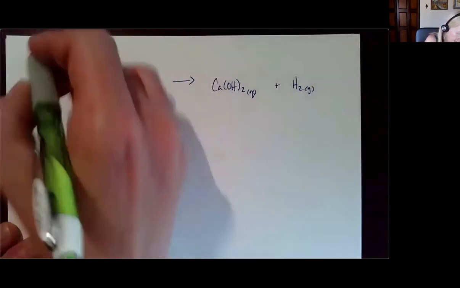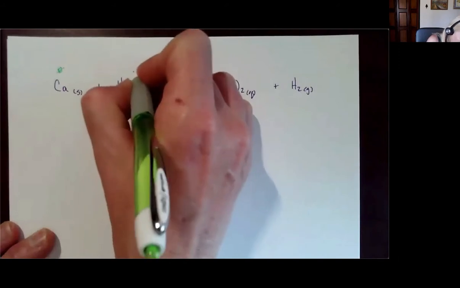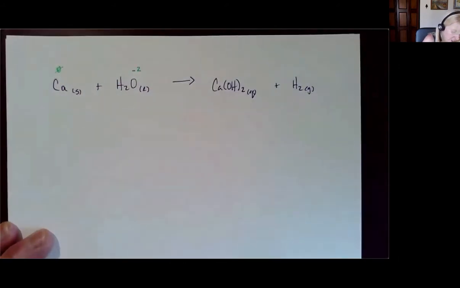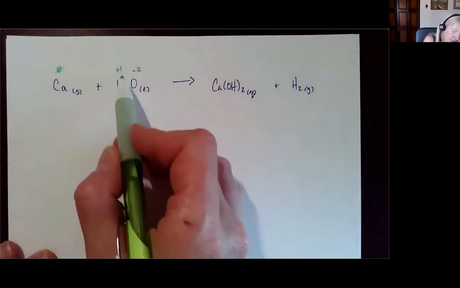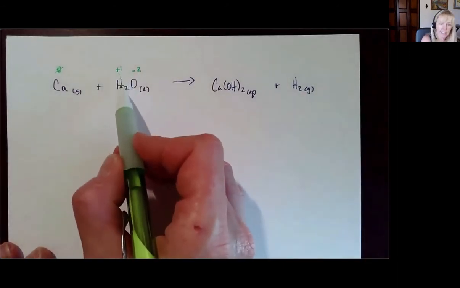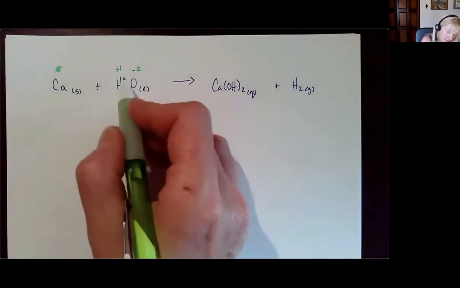So calcium is going to have an oxidation number of 0. Oxygen in a compound, we said, is going to have an oxidation number of -2. Hydrogen is going to be +1. You'll notice that I'm not putting a 2 here because I'm looking at these individually as an individual atom. So I don't really care about the sum that's happening here.